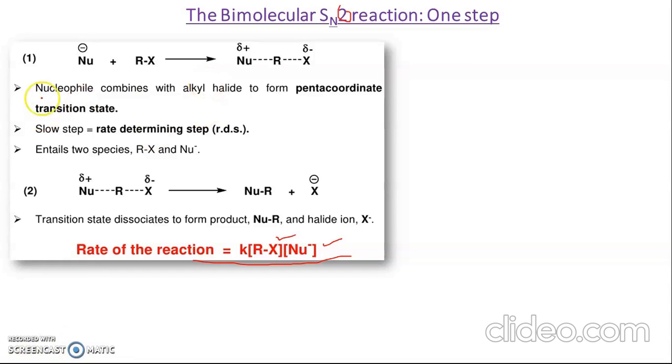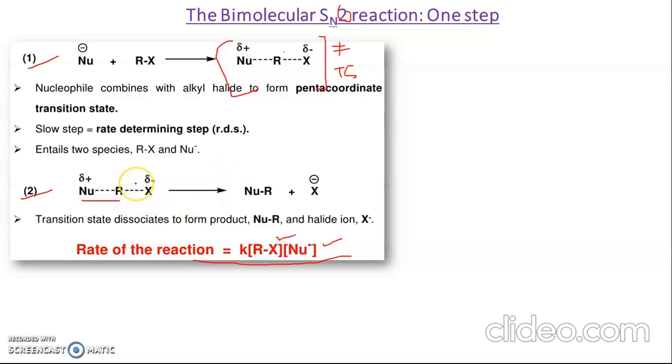This is a single step reaction. Though it is written for our convenience in 2 steps, actually this is a single step. This species is actually a transition state. It is not an intermediate. We use this type of sign for a transition state. So this transition state we have written again in the second equation. Actually this is not a second step, this is a single step reaction.